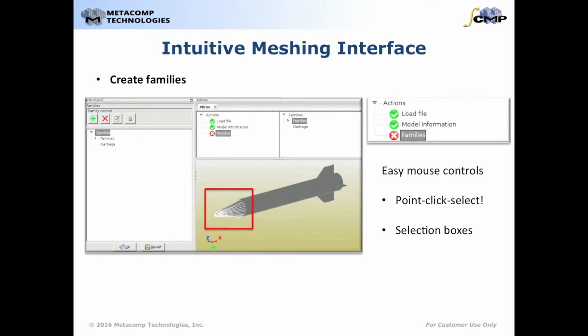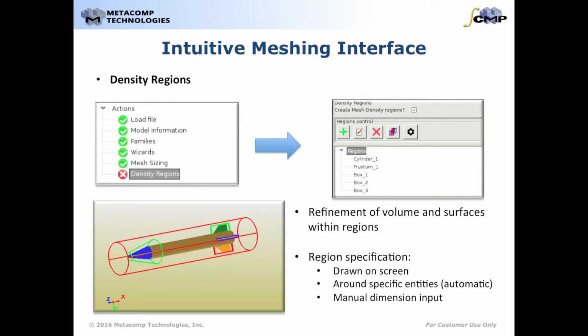The advanced user interface also includes many other intuitive controls. For example, when creating families, there are easy mouse controls allowing users to simply point and click on the CAD entities that will be used to define the families. In addition, selection boxes are available, allowing users to select multiple items simultaneously for inclusion into families.